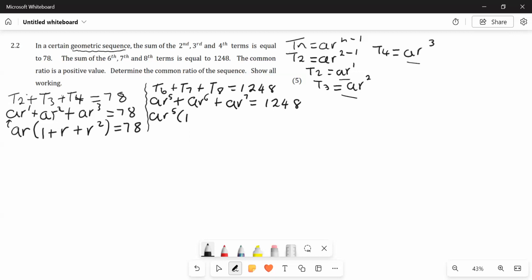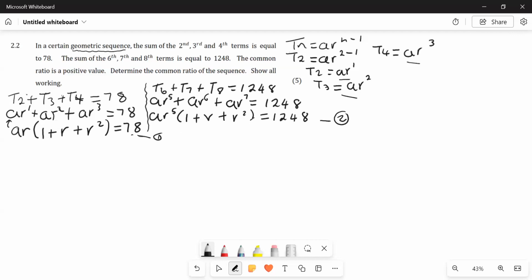We're left with 1, plus r, plus r squared, equals 1248. So this becomes equation 1, and this becomes equation 2.